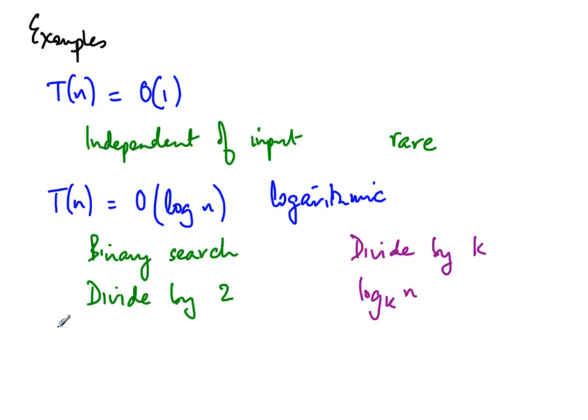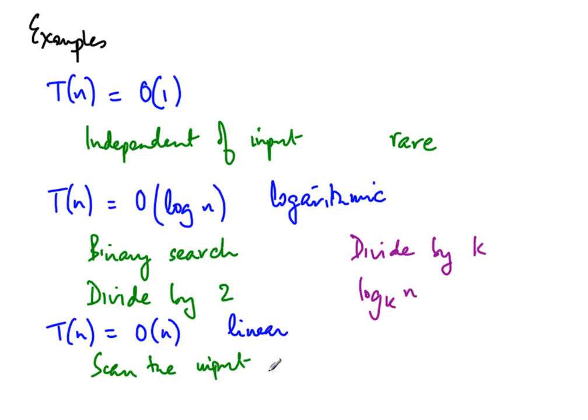A third category which is common is linear. So we say t of n is O of n. This is the linear set of problems. So in these problems, you essentially have to scan the input, but scan it a fixed number of times, typically once, but maybe twice or thrice, but the number of scans doesn't depend on the length of the input.